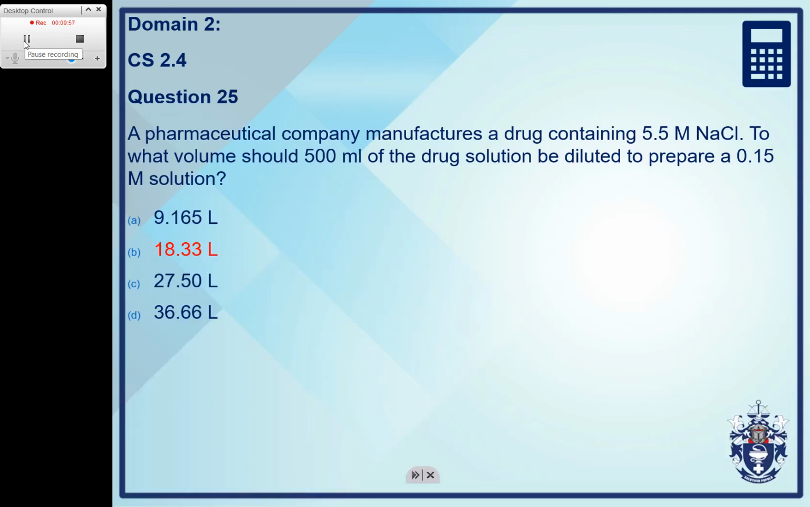Let's start off by identifying what type of calculation this is. And you will see in this calculation, you need to adjust the concentration of the sodium chloride from 5.5 molars to 0.15 molar. So this is actually from a high concentration to a low concentration, and it is in fact then a simple dilution that you'll have to do.